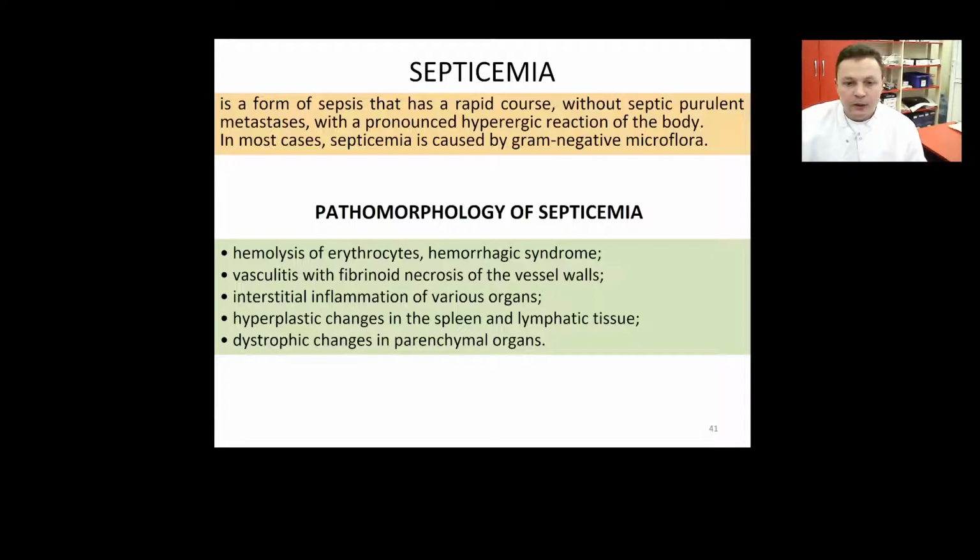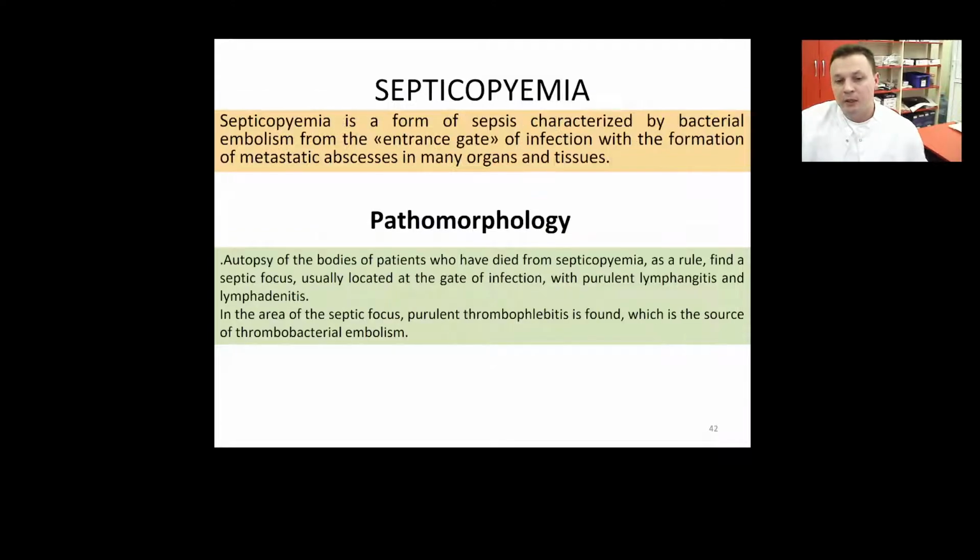The pathomorphology of septicemia first of all reflects the strongest intoxication and hyperallergia and includes the following disorders: hemolysis of erythrocytes, hemorrhagic syndrome, vasculitis with fibrinoid necrosis of the vessel walls, interstitial inflammation of various organs, hyperemic changes in the spleen and lymphatic tissue, and dystrophic changes in parenchymal organs.